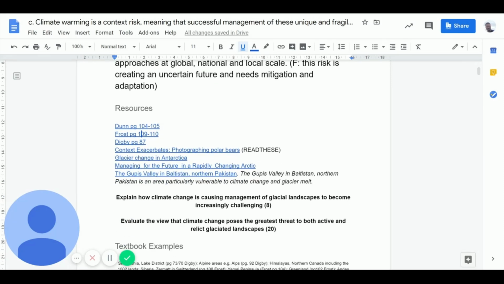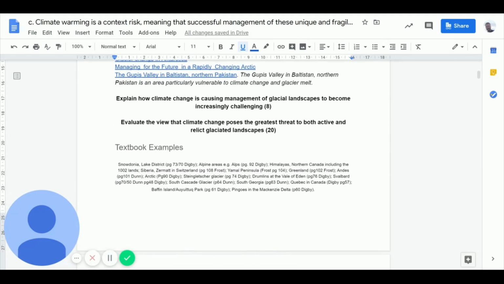Now there's some references here, the standard 3 A-level textbooks, then a few others which are on there as well, which you can have a look at. Two questions which might come up, the type of questions you'll face on this. So explain how climate change is causing management of glacial landscapes to become increasingly challenging. So climate change happens. You're going to look at the glacial landscapes you've studied, look at the challenges it's facing currently, and look at the extent to which, well in this case it's just explaining them, or for a harder question, the extent to which this management has become more difficult.